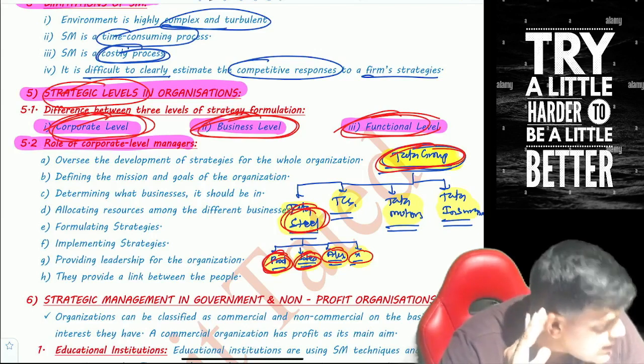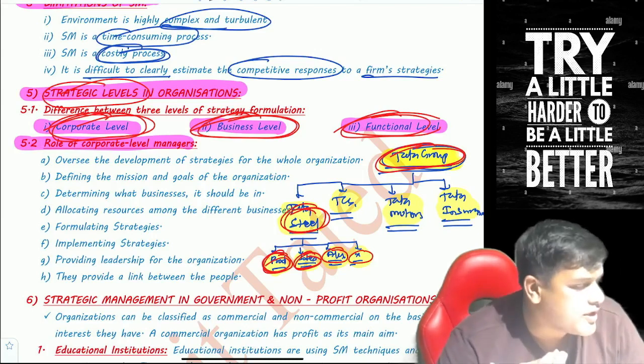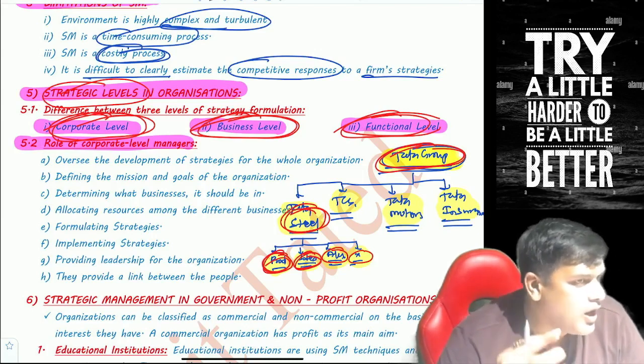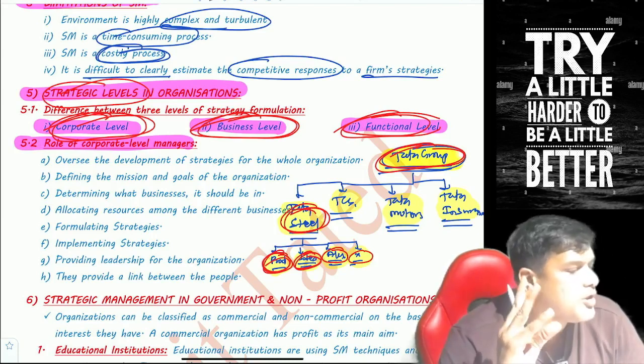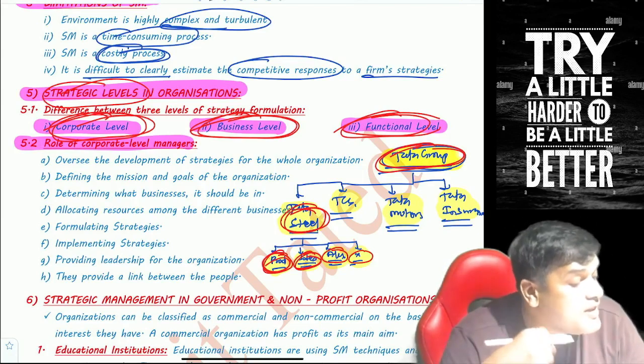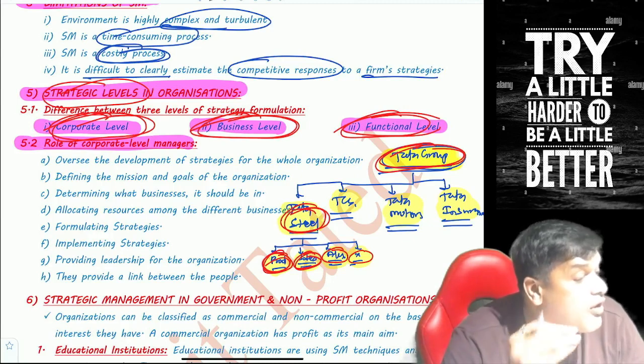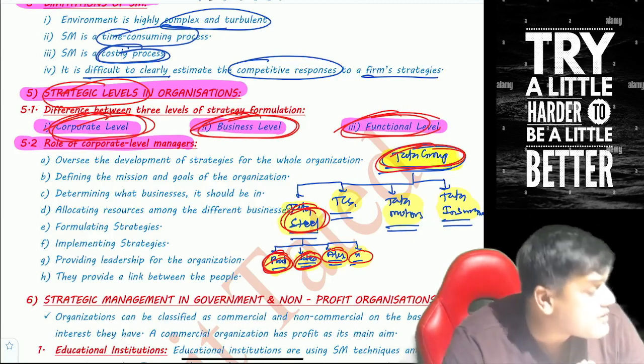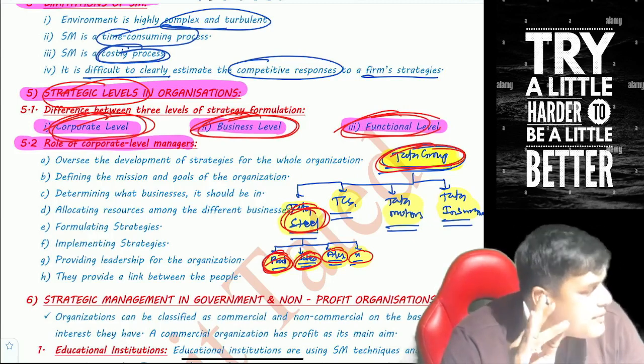Everybody, listen carefully. How many levels of management are there in an organization? It will be top, middle, lower. If I ask how many levels of management define a strategy in an organization, how many levels develop a strategy? It's corporate level, business level, functional level.